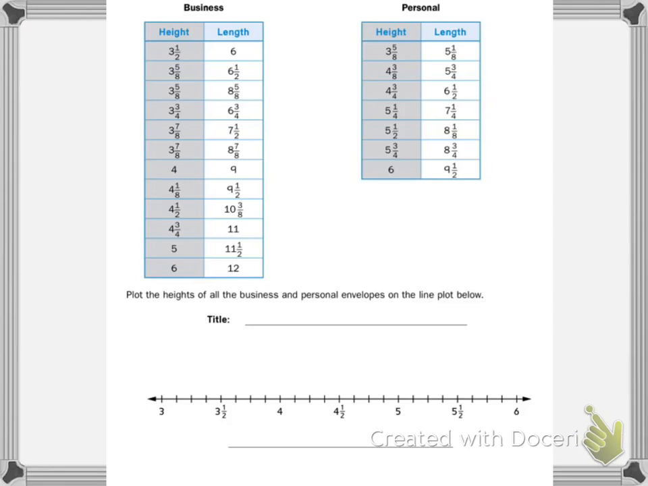So down at the bottom it says plot the heights of all the business and personal envelopes in the line below. All the heights. All right, so that means I can cross out all of these lengths because I am not going to be using those, and I don't want to get confused by them. Now, let's take a look down at the bottom at the number line real quick, and let's figure out what we're working with, okay?